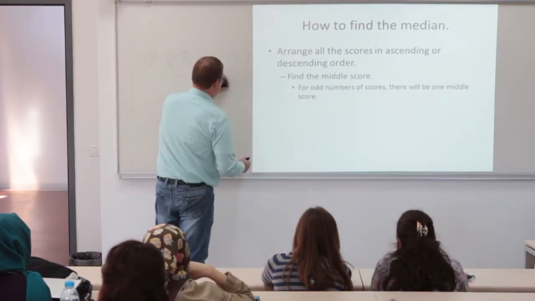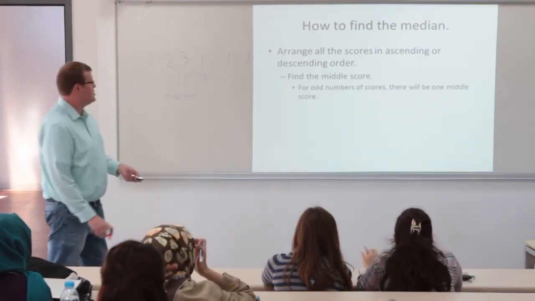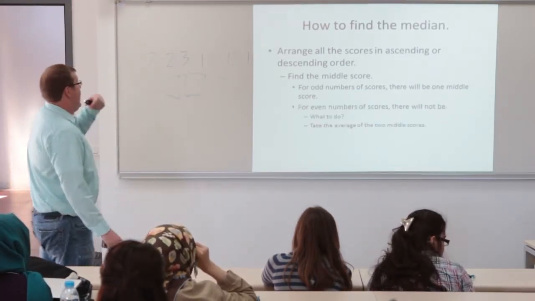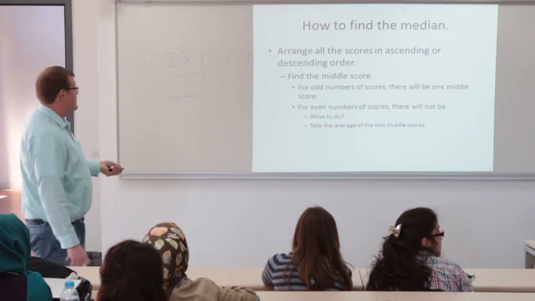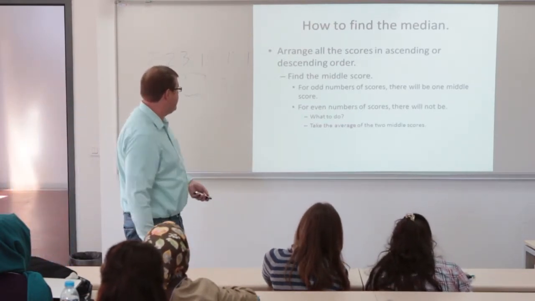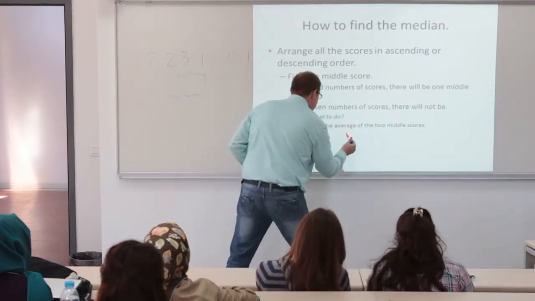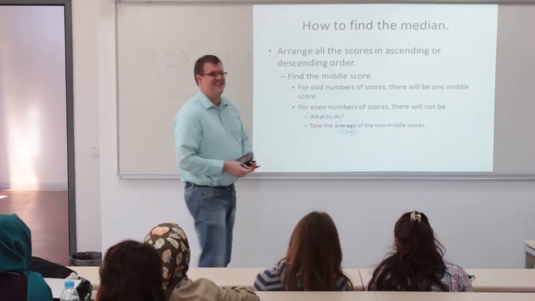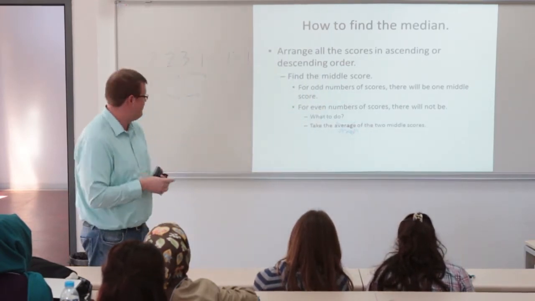All right, so when we have an odd number of scores, we just find the one in the middle after we arrange them. If we have an even number of scores, there's not going to be 1 in the middle, there will be 2 in the middle. So then we take, not the average, we take the mean of the 2 middle scores.